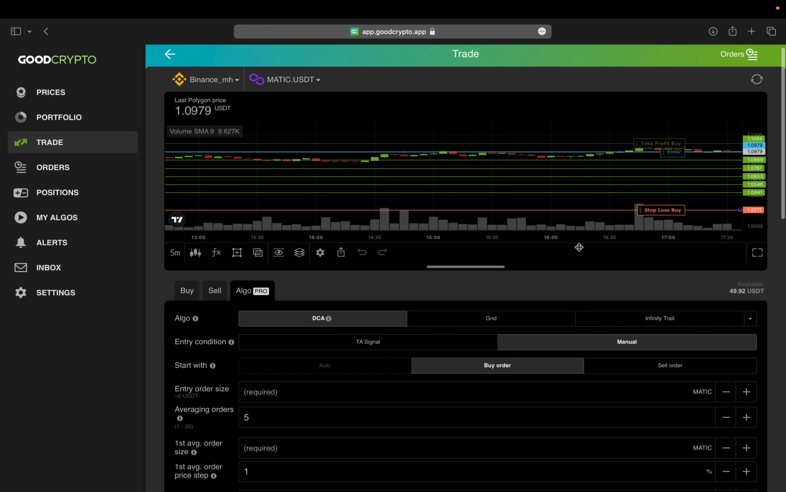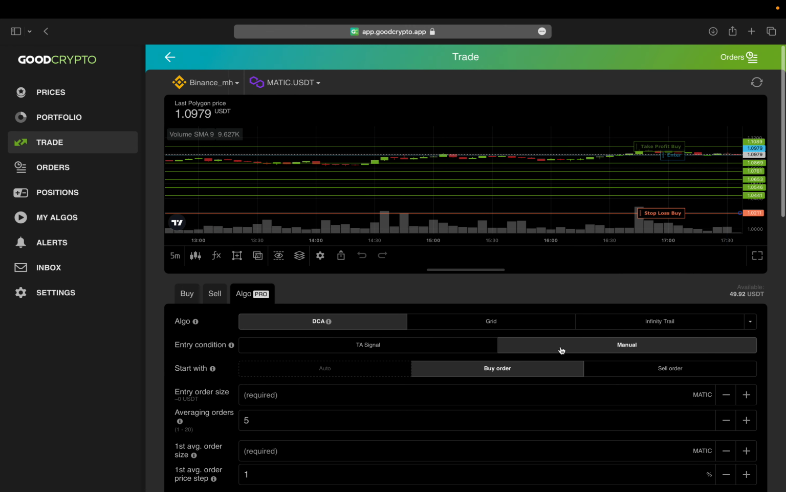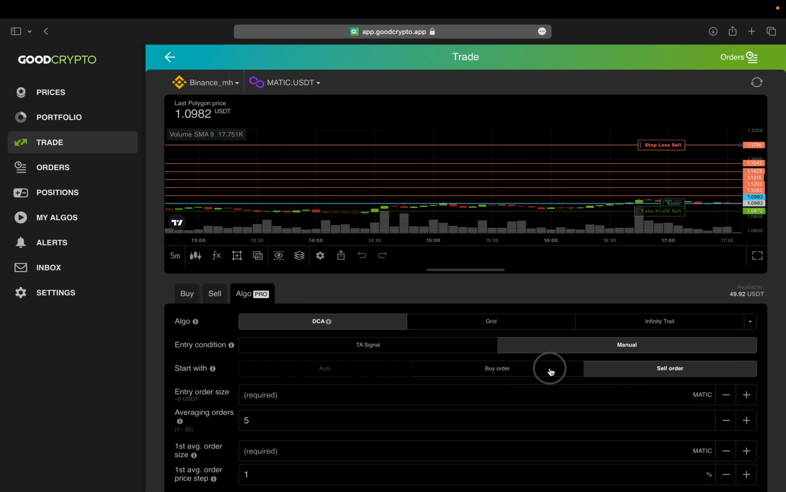So that means that you decide for yourself whether you want to start with the buy order or with the sell order. So basically you want to go long or short. And at the moment, if you start with the manual mode, you start with the buy order. So once you launch the algo, it will immediately send the market order to the market, entering the position with the buy order. So it will be a long position, or a short position with a sell order.